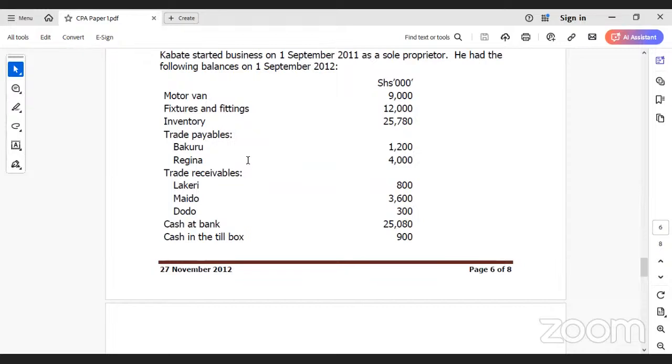Now, if you don't have that account, we are going to prepare it. Why? Because this business has been in operation and they are giving you some balances from the different accounts, meaning that there is a fixtures and fittings account and it had a balance of 12 millions. So we have to come up with that.